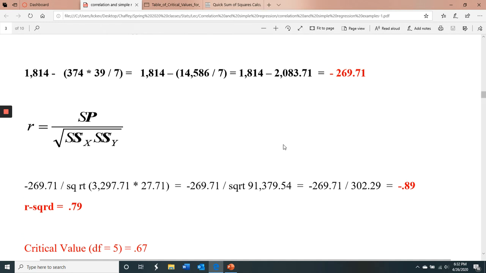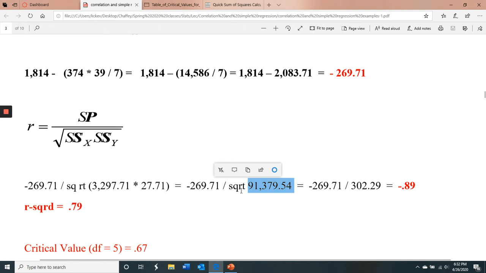Now we can plug things in for the R. SP over the square root of sum of squares x, sum of squares y. So our SP that we just figured out is here. That goes on top. That will wait for us to solve the bottom. So here's our sum of squares x times our sum of squares y from our table above. We calculated that with the online calculator. So we multiply those two numbers, we get 91,379.54. Again, we get large numbers with these correlations.